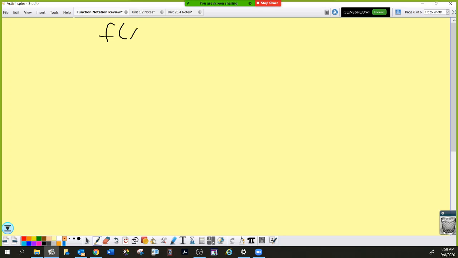The skill. So we have f of x equals, how about 2x squared plus 5. Okay, so I've just made up some function. Can we find, let's see what we want to do. How about negative 3 f of x?